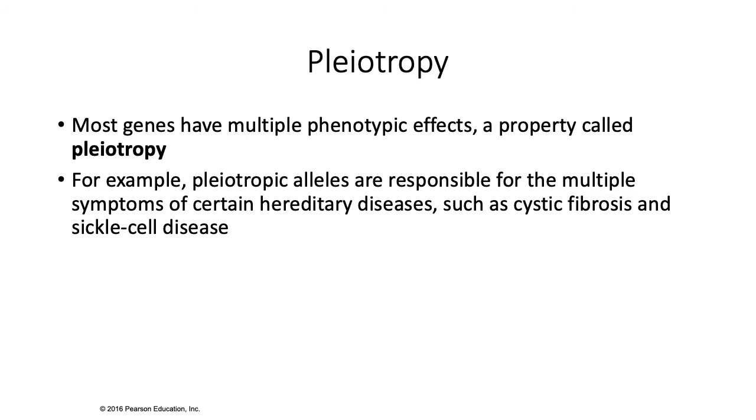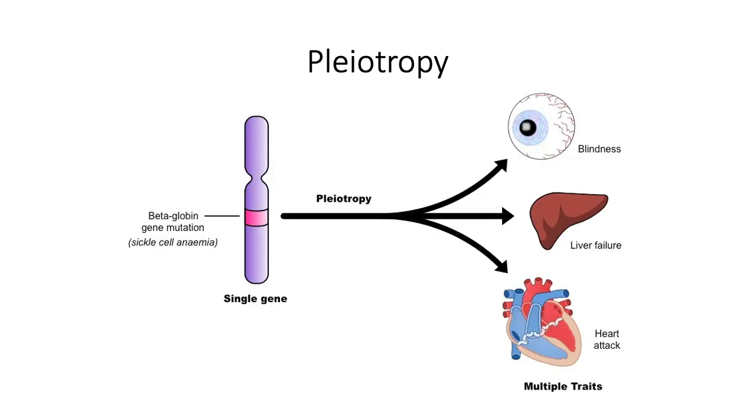Up until now, we've mostly talked about genes that have one effect in the body. In reality, a lot of genes are involved in multiple different pathways and processes, and so altering one gene can lead to multiple effects in the body. When a gene has multiple effects, we call this pleiotropy. One gene that can have pleiotropic effects is the beta globin gene. Beta globin is a component of hemoglobin, which carries oxygen in your blood.